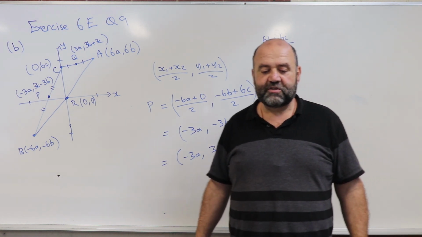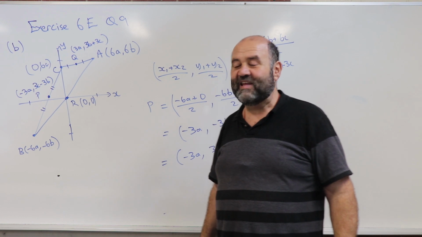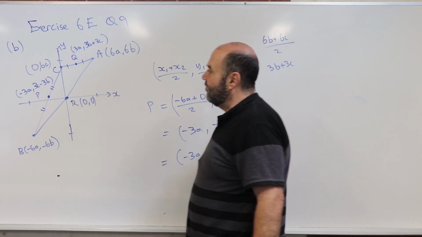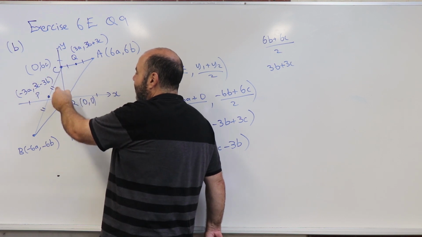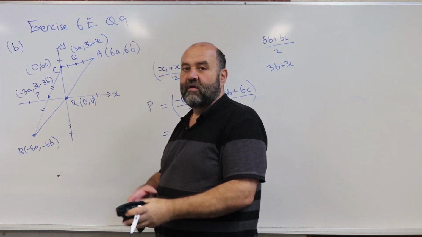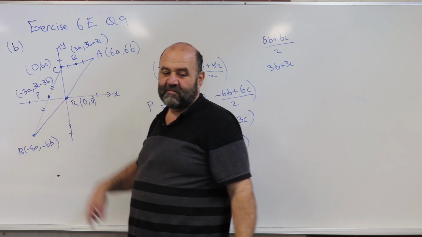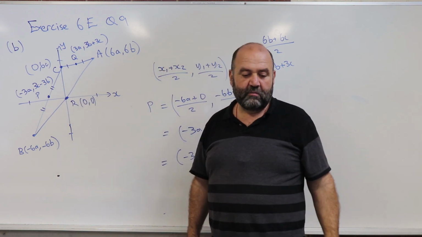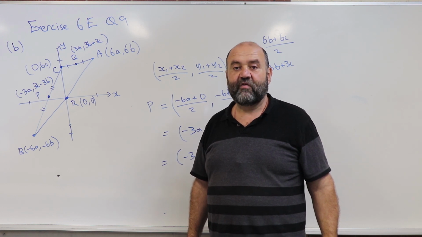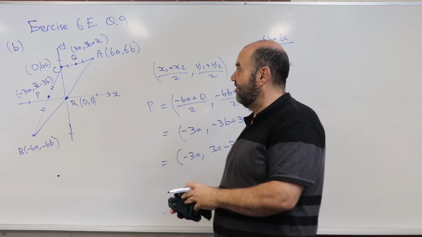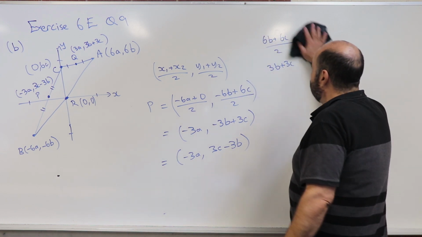Okay. Then it says show the median through C. So what's the median through C? Well, the median, remember, goes from C to the middle of the other side. Okay, so in other words, CR. They say show the median through C is x equals 0 and find the equation of the other two medians. Okay, well, let's do that. Let me get rid of this.